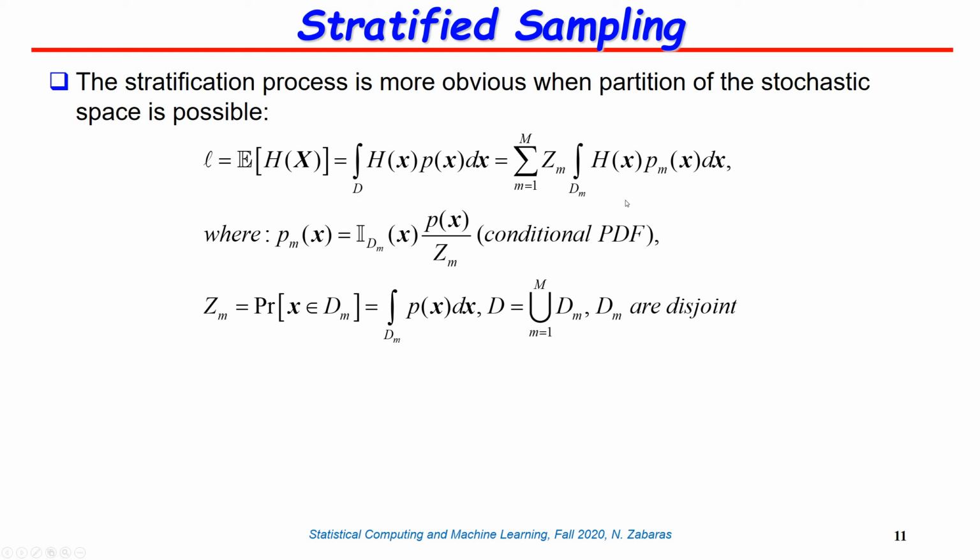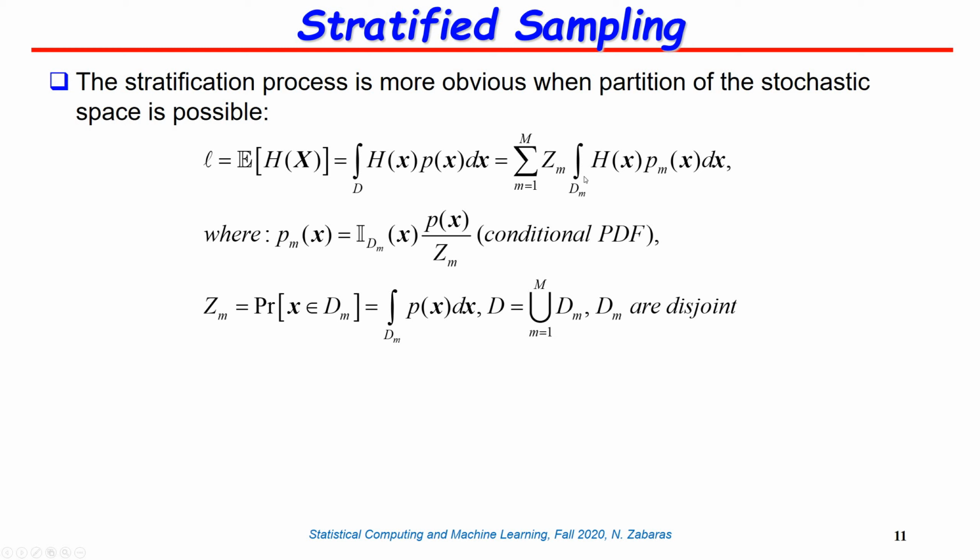Now, in the equation on the right-hand side here, instead of p(x), I have used the conditional PDF, p_m(x). And what is the conditional PDF? It is basically the distribution of x, given that I am in region m. So p_m(x) is nothing else but the indicator function that I am in region m times p(x), divided by the normalization factor Z_m. And what is the normalization factor Z_m? It's nothing else but the integral of p(x) in the subdomain D_m.